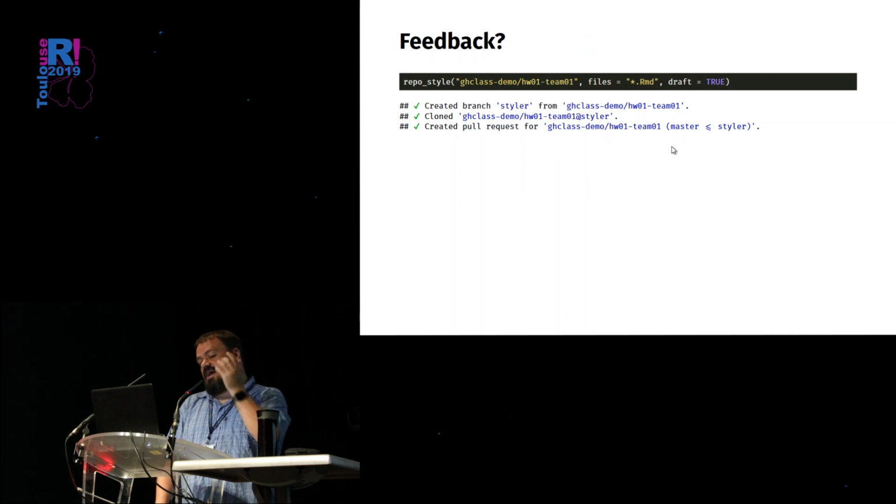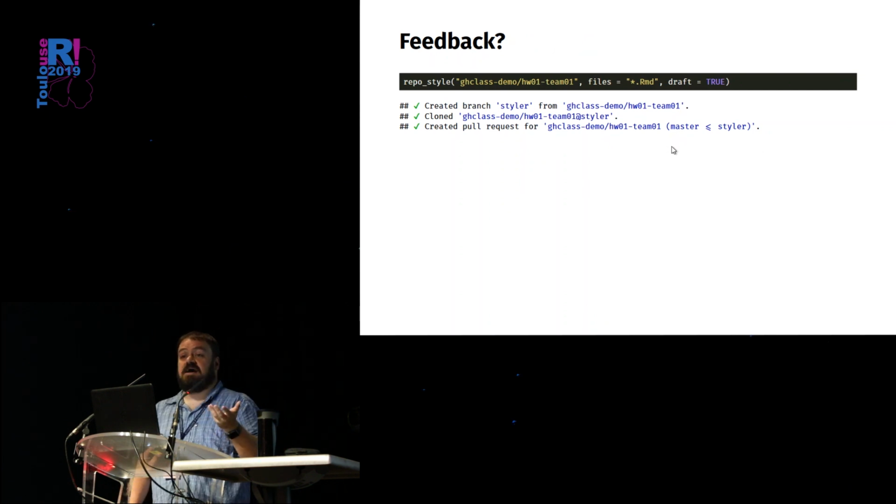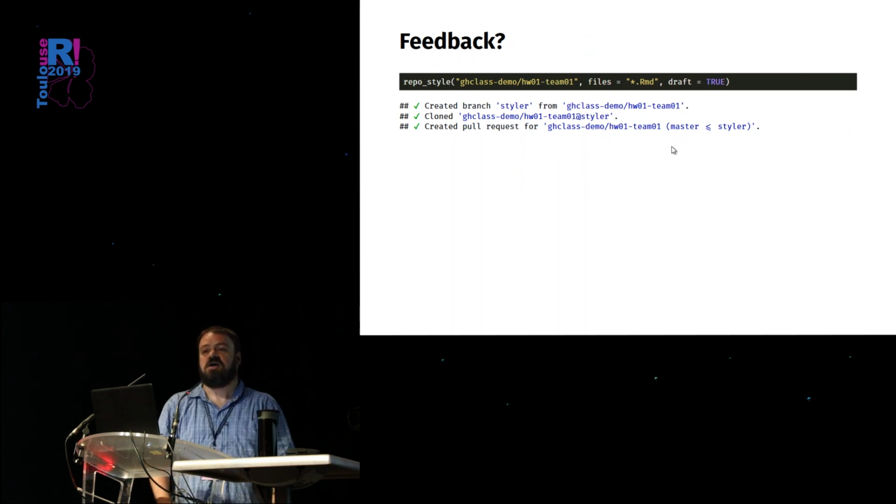Another kind of cool thing that we worked on recently is giving feedback via style. There's the styler package, which is fantastic for giving automatic changes to the code, but I don't want to just change the code for the students themselves. So what this does is take their repository, clone it locally, run styler on it, make a pull request from that branch, and then push it back.